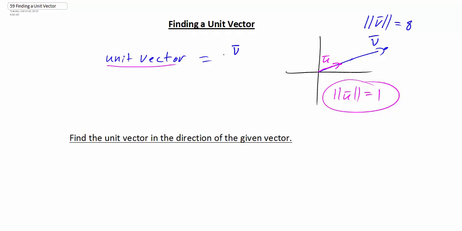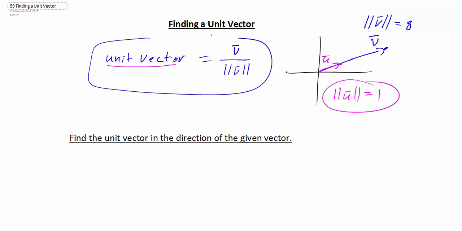To do that, if we have any vector v, and we want to change it so it has a magnitude of 1, we simply divide it by the magnitude of v. For example, if we have our vector going in this direction and we divide it by the magnitude of 8, that's going to change it to a magnitude of 1. So this is the simple formula for finding your unit vector.